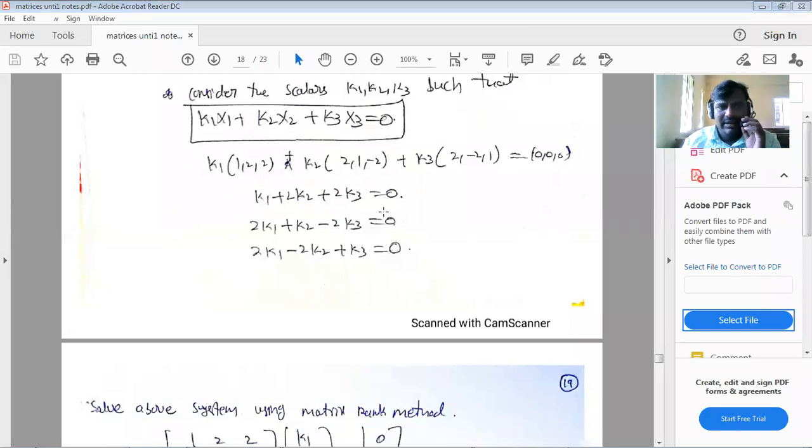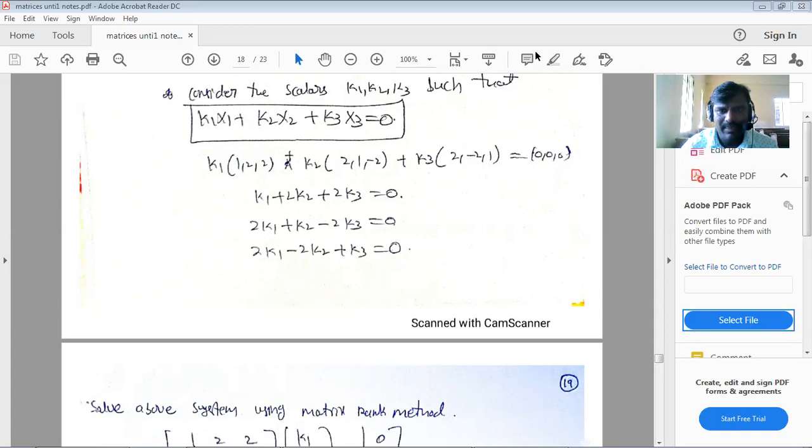If the rank is 3, a homogeneous system always has a solution. What is the solution here? 0, 0, 0, for a homogeneous system. The rank of the coefficient matrix A and the rank of the augmented matrix AB, adding the 0, 0 column to A, are both the same and equal to the number of unknowns. Therefore, the system has a unique solution. This is the theorem I am applying in this problem. If the rank of AB and the number of unknowns are equal, then the system has a unique solution. Therefore, the answer is K1 is equal to 0, K2 is equal to 0, K3 is equal to 0.